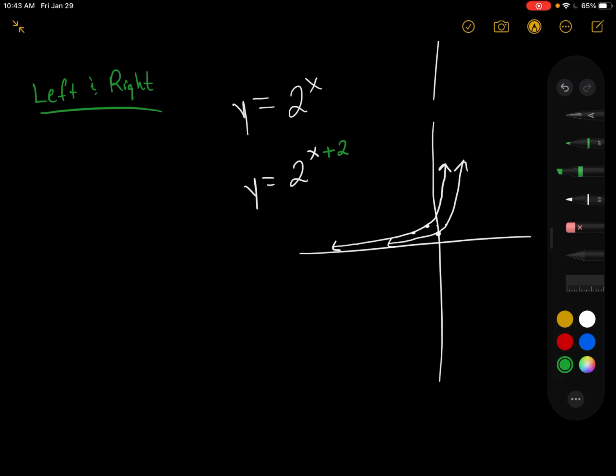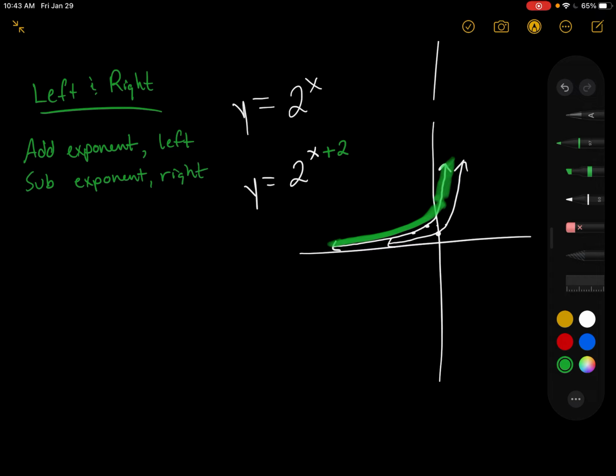So again, probably should have highlighted this one. This is our transformed function. Again, just a little bit to the side there. So again, if you add in the exponent, you go to the left, and if you subtract in the exponent, it shifts you to the right. Now this does not change your up and down, it just basically shifts it side to side. So if you ever see that, again in the exponent, that's basically the thing that's happening there.